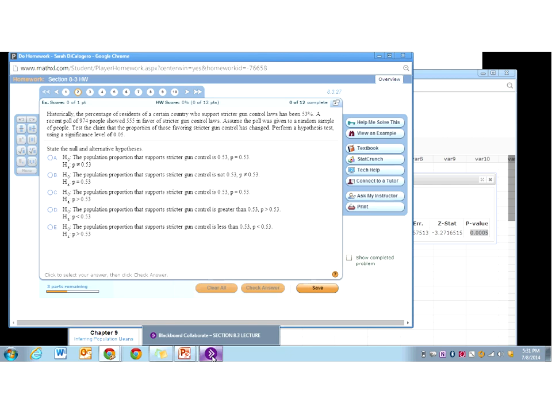So if we look at A, the population proportion that supports stricter gun control is 0.53. The alternative is P is not equal to 0.53. C reads the same way, except that HA is P is greater than 0.53. They aren't saying that the proportion has gotten bigger. They're only saying test the claim that it's changed. So the answer here is A.